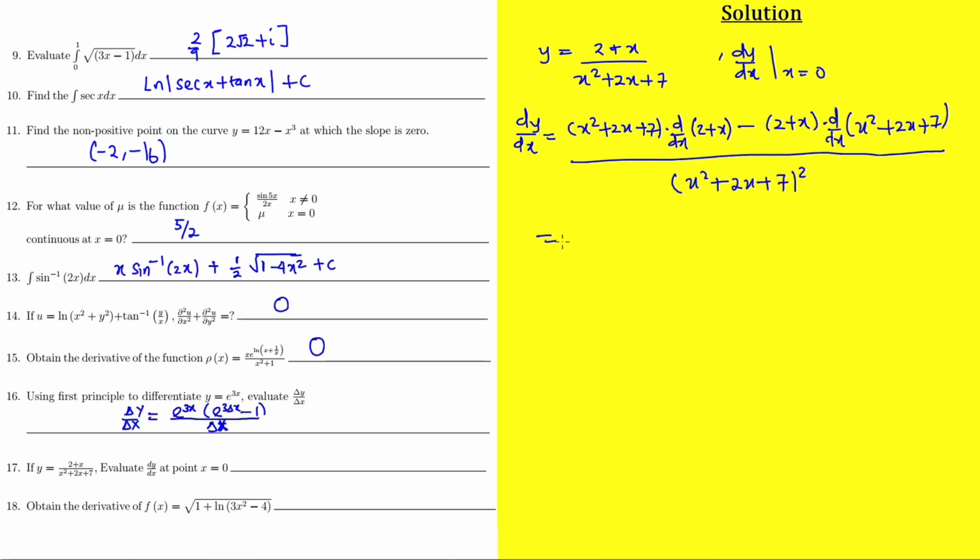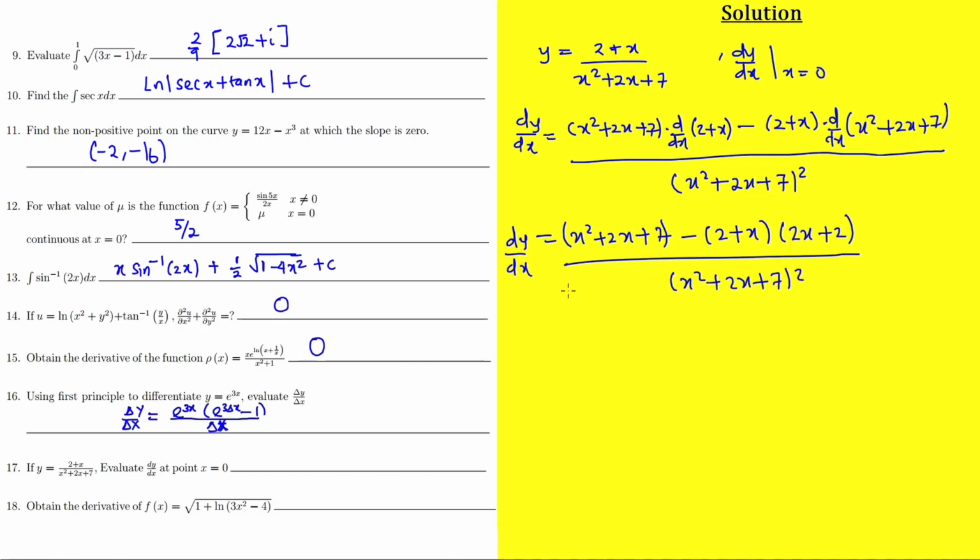So I'm going to have x squared plus 2x plus 7, multiplied by the derivative of 2 plus x, which gives 1, then minus 2 plus x, multiplied by the derivative of x squared plus 2x plus 7, which gives 2x plus 2, then divided by x squared plus 2x plus 7 all squared. So this is dy/dx. If I substitute 0, dy/dx at x equals 0 would give me 7 minus 2 open bracket 2, over 7 squared, which is 7 minus 4, giving 3 over 49. So the correct answer to this question is 3 over 49.